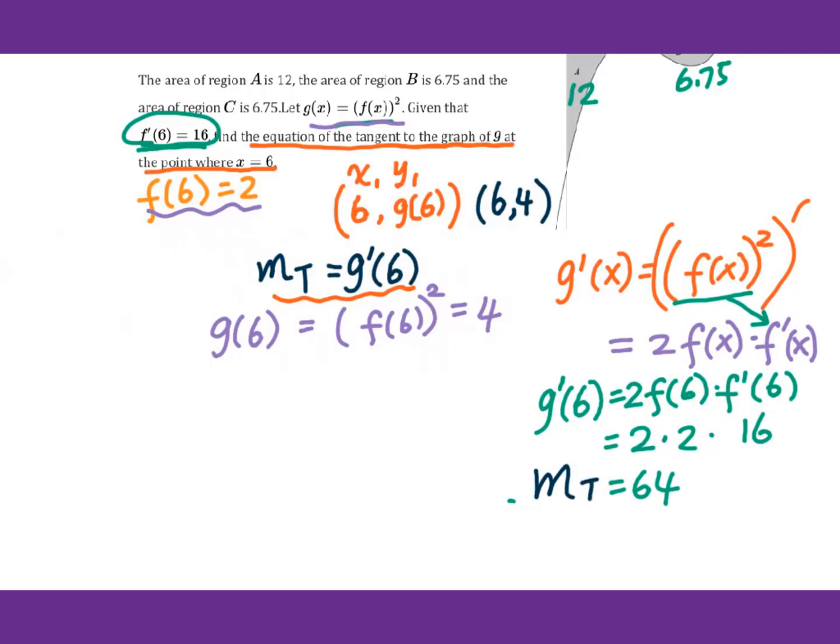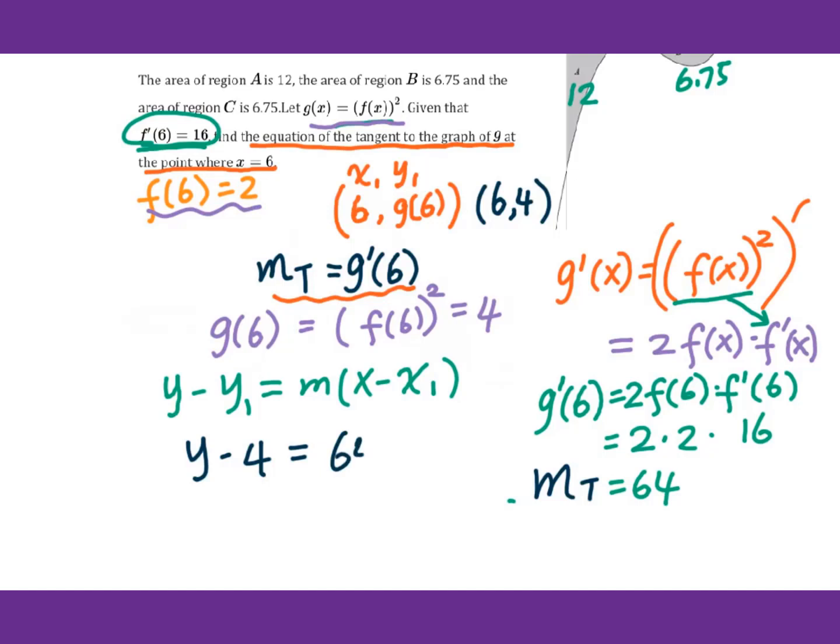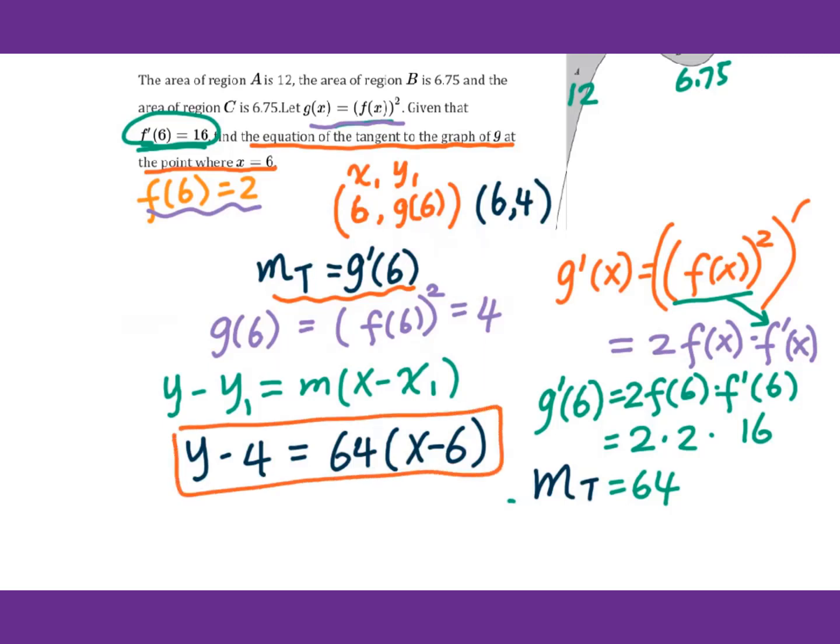Then we use y minus y1 equals slope times x minus x1. We can write down the equation of the tangent line. That is y minus 4 equals 64 times x minus 6. This will be the answer to this question.